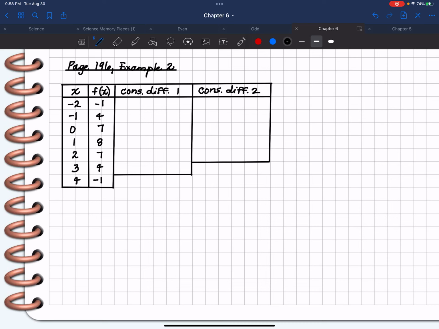Okay, page 196, example 2. This relates to the graph that's on the top of that page. And this is the question that we need to answer. Is this a quadratic function?